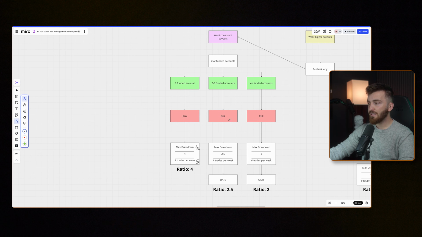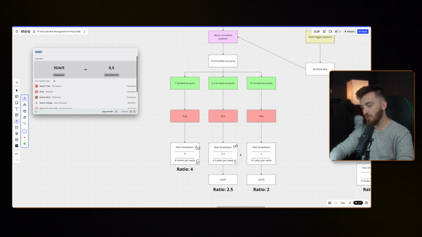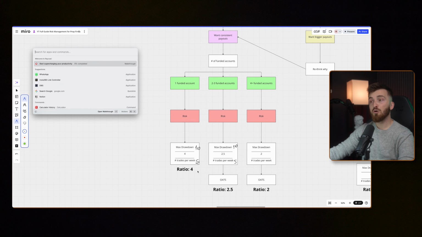So that is what I want you to understand. 0.5% risk max per trade, right? Then if you have 2 to 3 funded accounts, again, the ratio is 2.5. So let's imagine 10 divided by 2.5 divided by 5. And that is going to be 0.8% risk on each account, because then we are going to use the oats system, which I'm going to explain very, very soon.